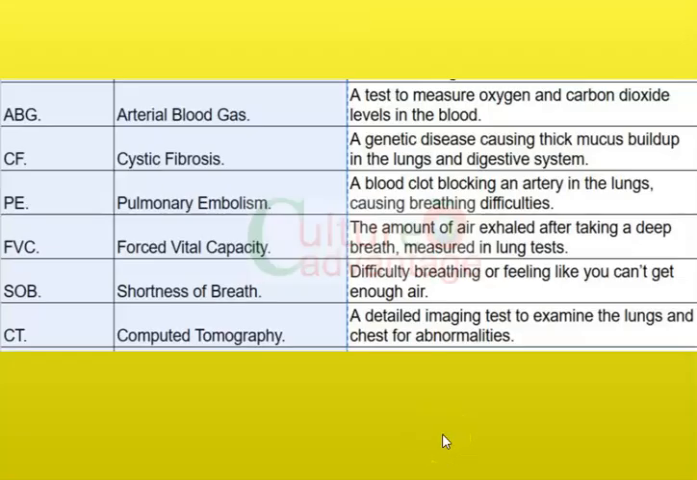CF, cystic fibrosis. A genetic disease causing thick mucus buildup in the lungs and digestive system.